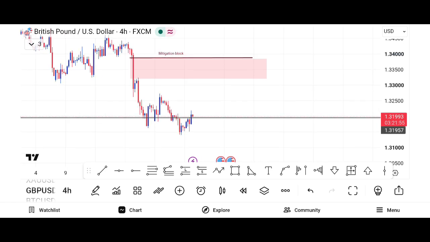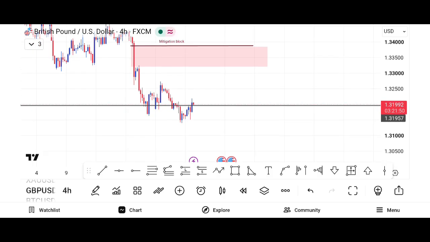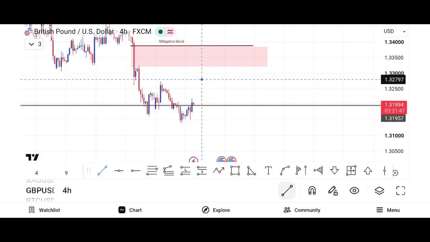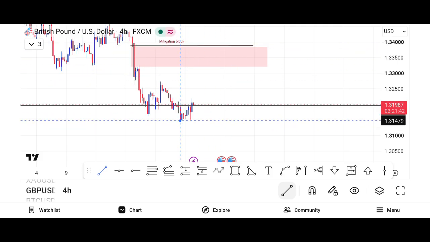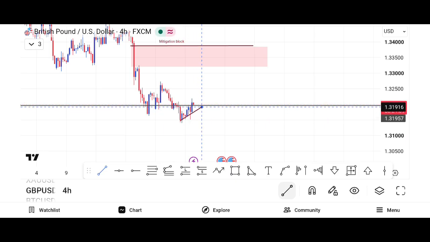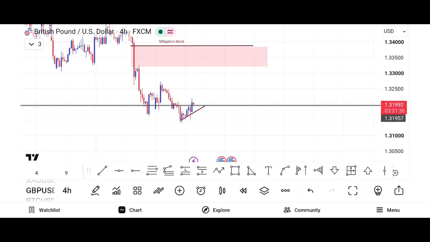So the price is likely to come back and hit that mitigation block. I already know that the market has to come back to this area. So what's the market doing right now? It's going for an uptrend. I already know that the market is going up. I already have a mitigation block, and right here I have the support line. It's liquidity, meaning that the liquidity has already been swept twice.